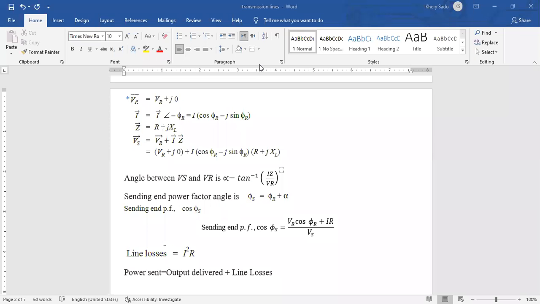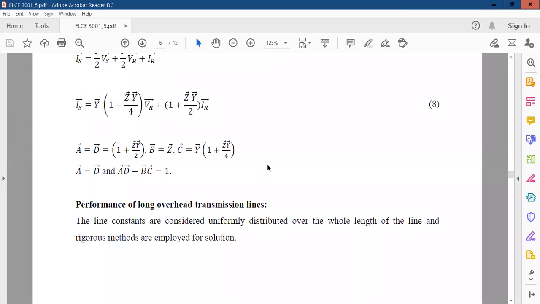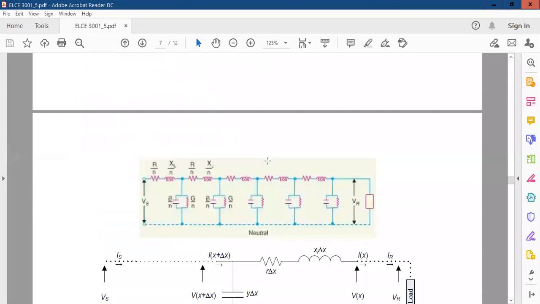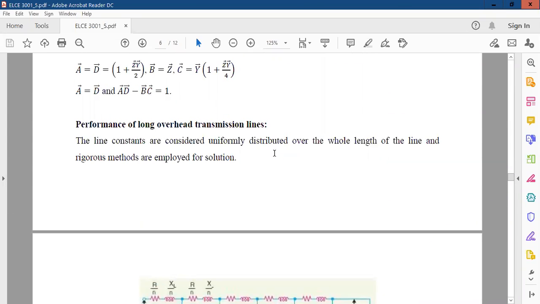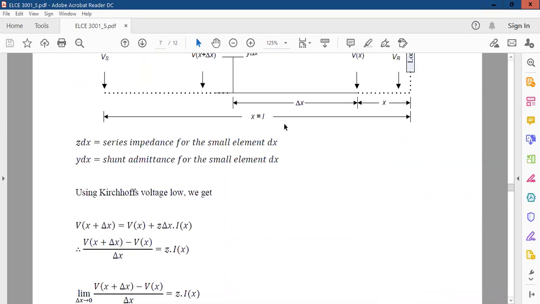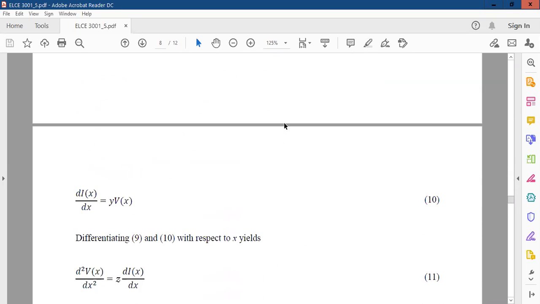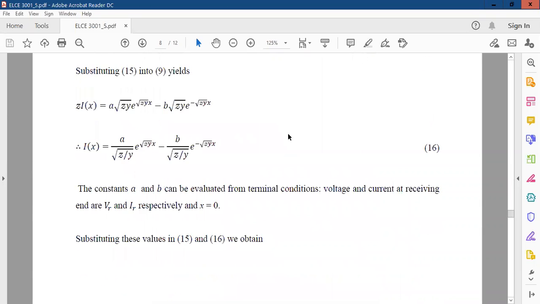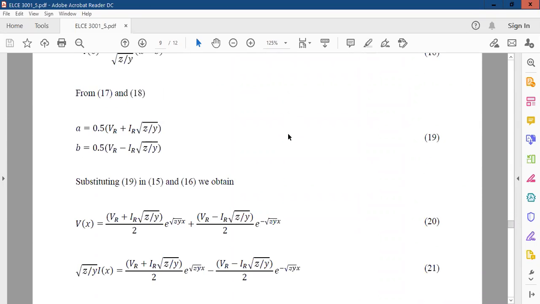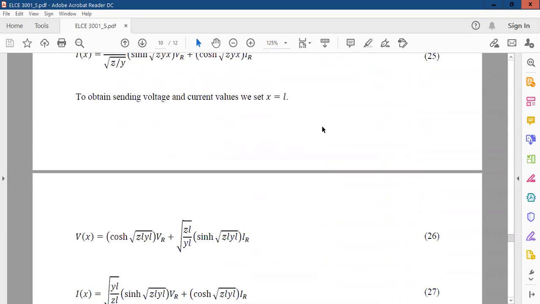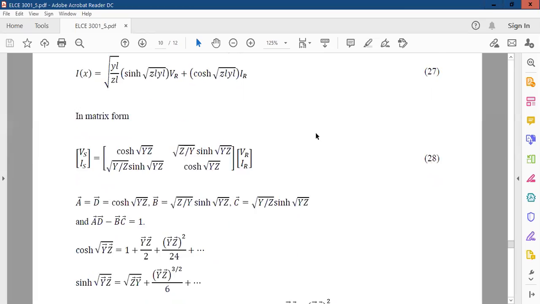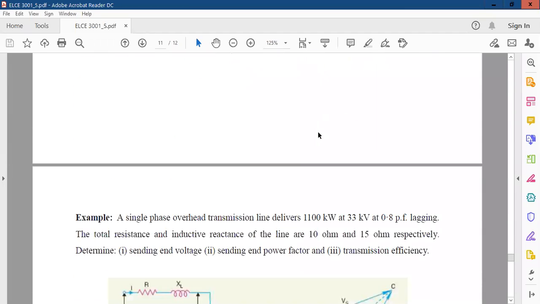The final one is the long transmission line. The performance of a long transmission line is more difficult than medium and short transmission lines. The long transmission line is here for your information. It's not required from you in the exams, okay?